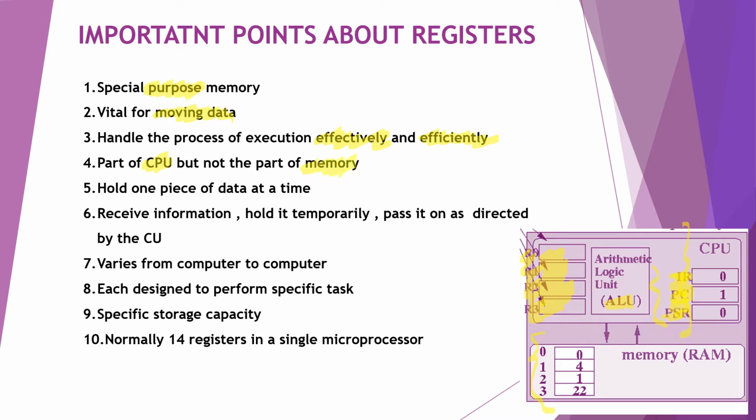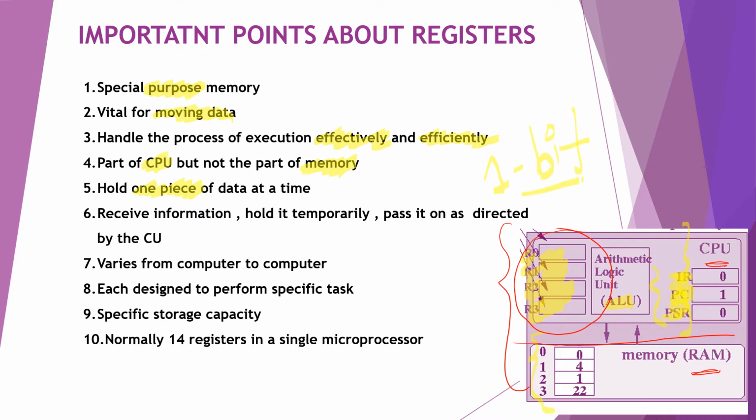Keep in mind, as you can see in this diagram, it has two sections: this is the RAM and this is the CPU. So you can always find the registers inside the CPU, not in the RAM, not in the memory. The next point says hold one piece of data at a time. We already studied this many times: it holds one piece of data only, that is, only one bit at a time.